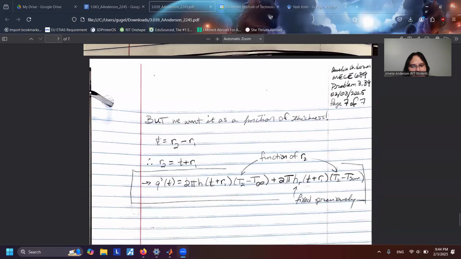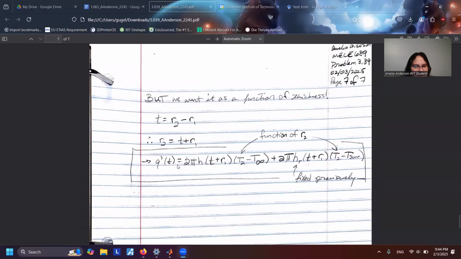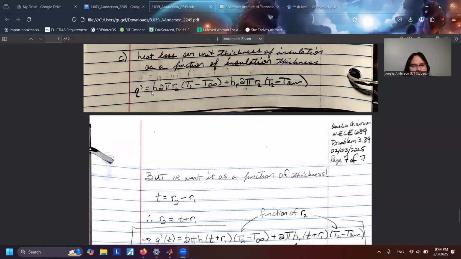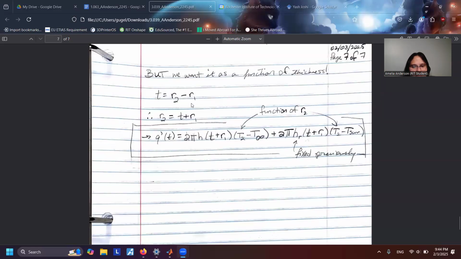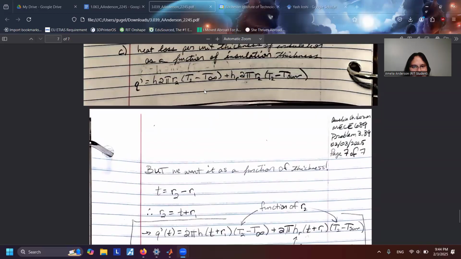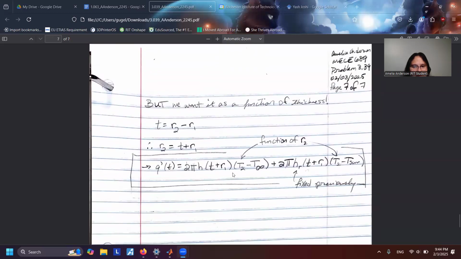So we're going to do the same thing as earlier. We're going to make a new variable that's thickness equals R2 minus R1. Again, it's the difference between the inner and the outer radii. So R2 is T plus R1. We're going to substitute it into this function of R2. There are no parentheses here, but I should emphasize that this is a function of R2. And then we substitute that in, and oh, look, Q prime of thickness is all of this stuff. It's the same thing as above. We've just substituted in all of these values.